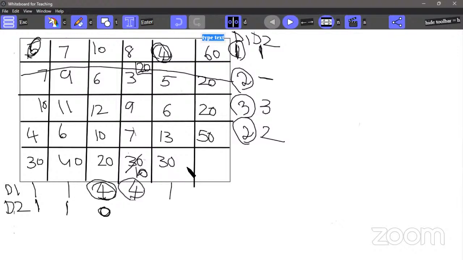See here in the third column, least cost is 10. Next least cost is also 10. 10 minus 10 is how much? 0. In the fourth column, 1.